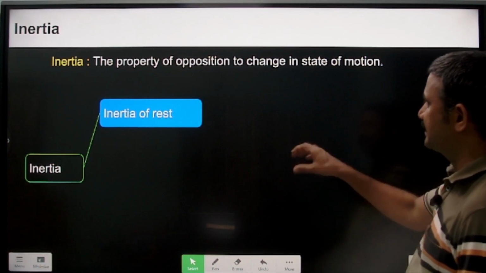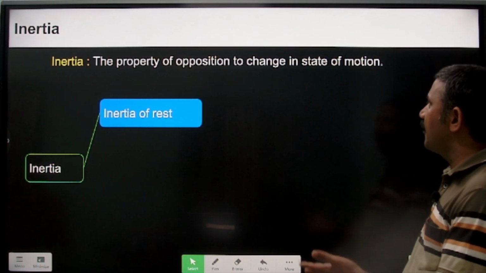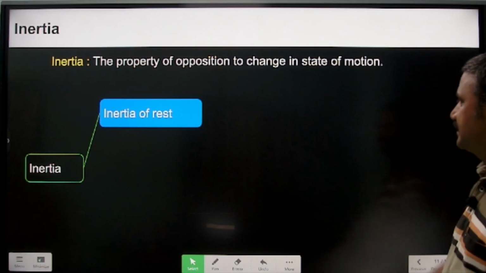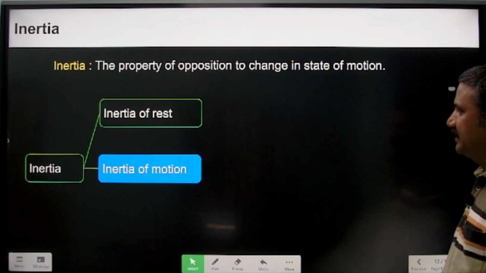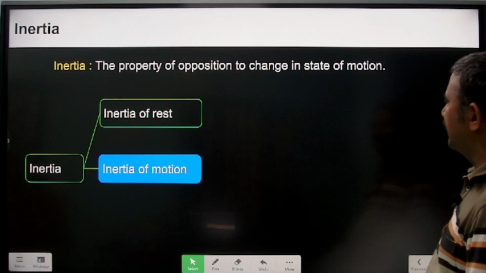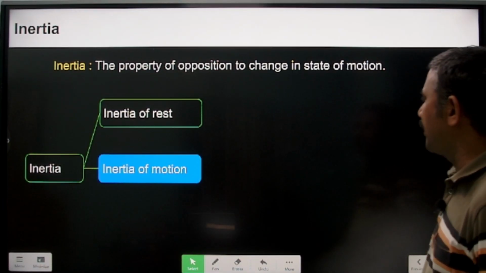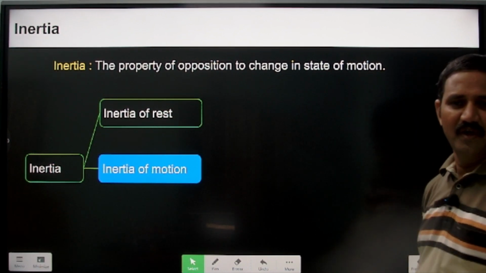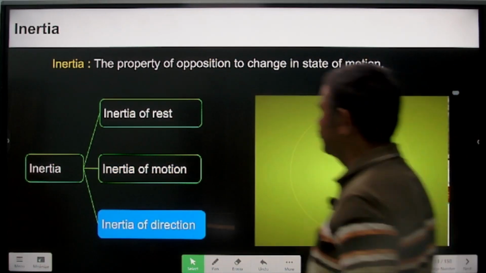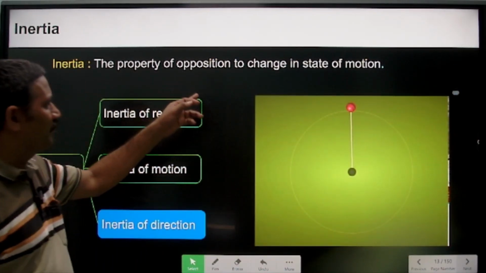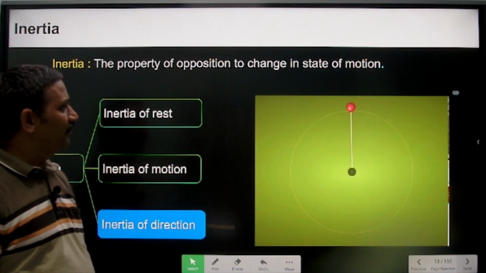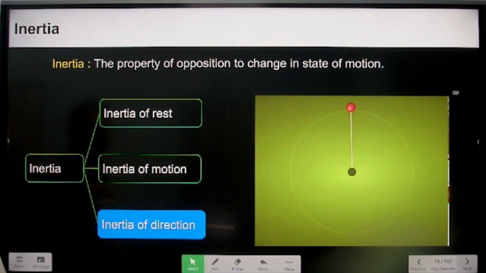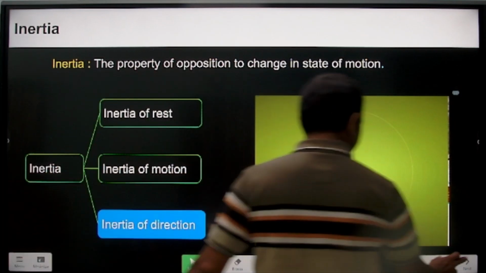Next, inertia. Inertia is the property of opposition to change in state of motion. So there is inertia of rest. Next, inertia of motion. What is the inertia of motion? The property of opposition to change in state of motion. So finally, there are inertia of rest, inertia of motion and inertia of direction.